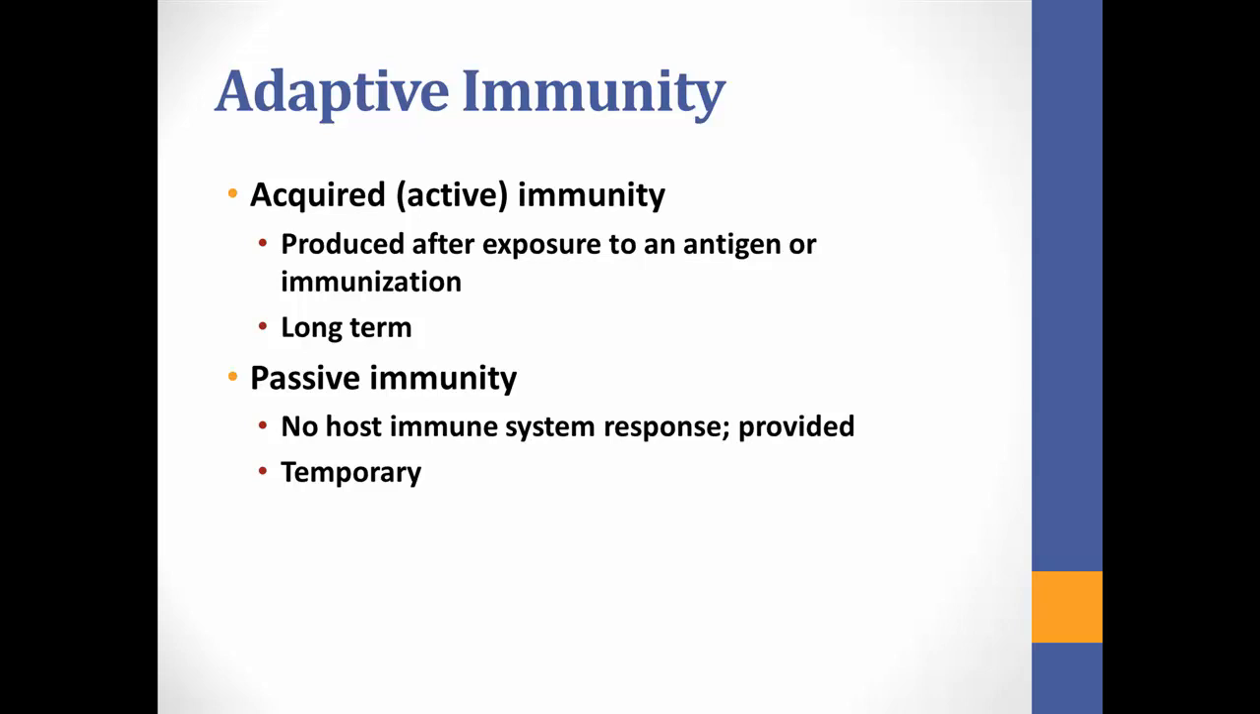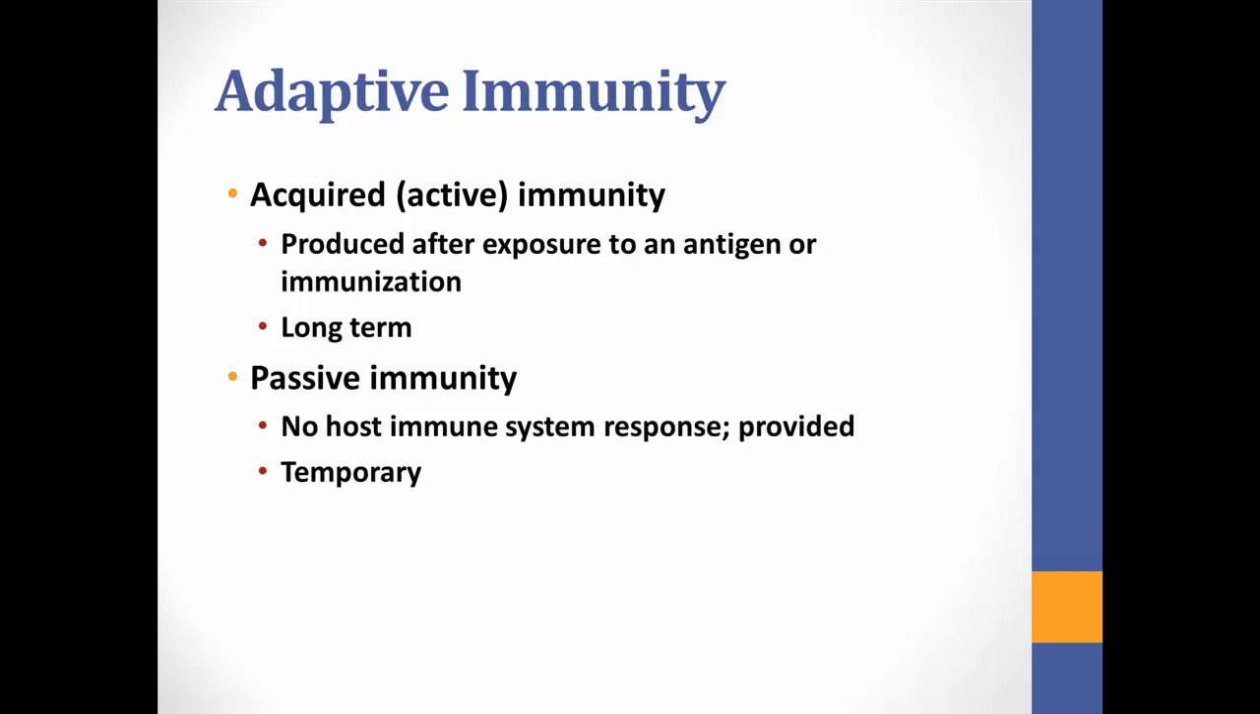Acquired or active immunity means that immunity was produced after exposure to an antigen or through immunization. Now, immunization also does provide some antigen, but the idea of active immunity is the host organism had to specifically do something. Their immune system actually had to be exposed to an antigen, and then it triggered and produced protection. As a result, because the organism had to do something to acquire this immunity, it becomes long-term.